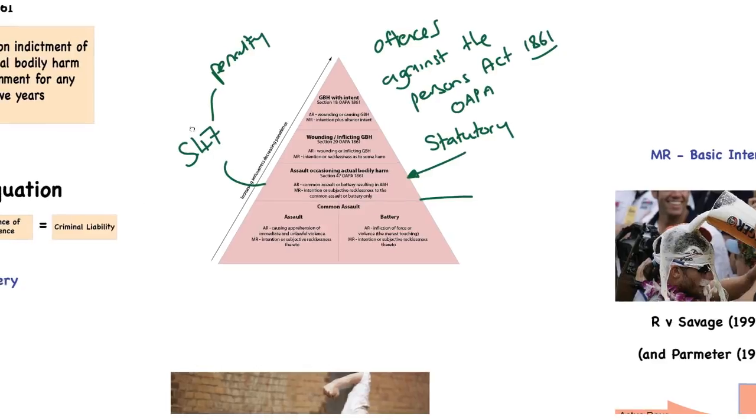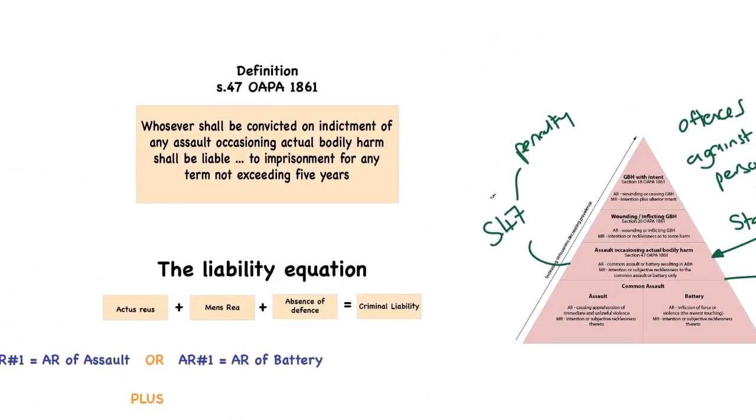So what does the actual section say? Well, Section 47 says, whosoever shall be convicted on indictment of any assault occasioning actual bodily harm shall be liable to imprisonment for any term not exceeding 5 years. That doesn't really help us when we want to demonstrate criminal liability for ABH. In fact, all that it says is that, in short, it is triable either way. So it's an either way offence.